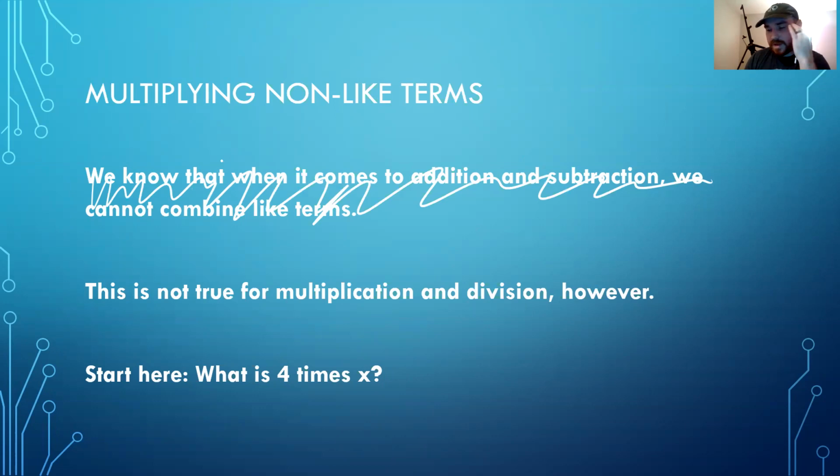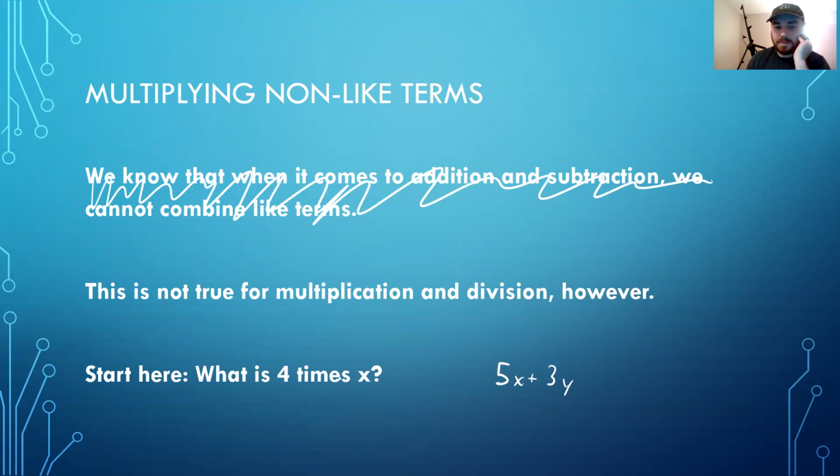We've already worked with combining like terms through addition and subtraction. And we know that when we're adding, we can only add like terms. So if we have 5x plus 3y, for example, we can't do anything with this. It's already as simplified as we're going to get it. So multiplication and division act a little bit differently.